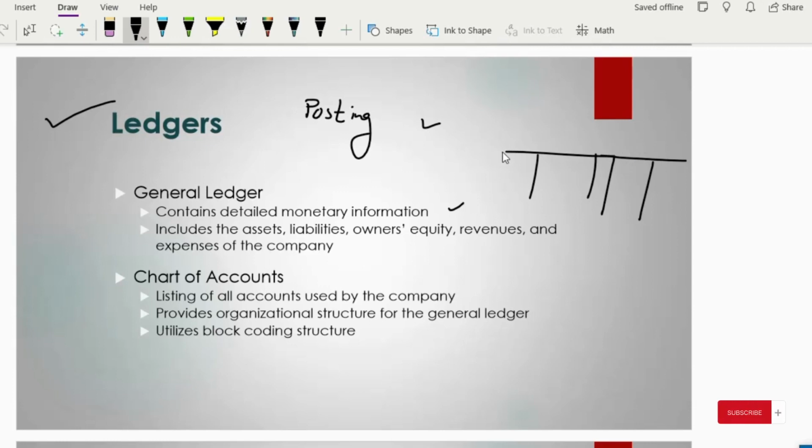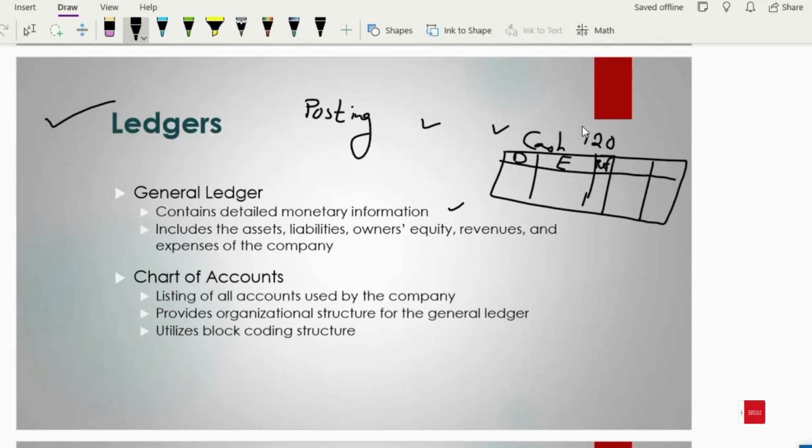For example, this is the structure of one of the ledgers. Let's suppose this is the cash ledger, and in the chart of accounts of the company, the sequence number assigned to the cash account is, let's suppose, 120. The ledger will have a date column, an explanation column, and a reference column, meaning the number. Just like cash has a reference, other accounts also have a sequence number or reference number that will be mentioned here.